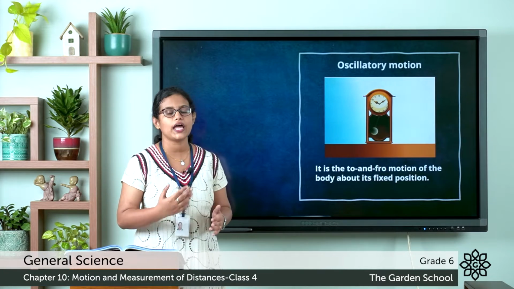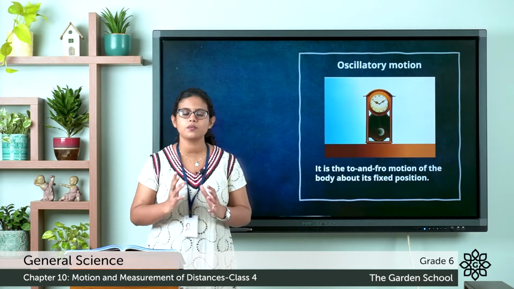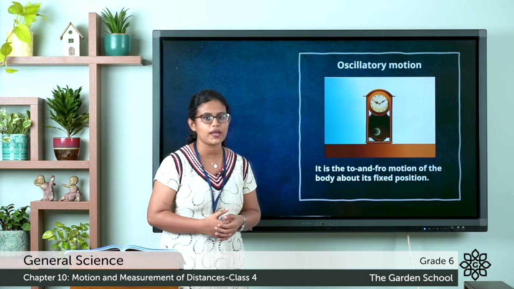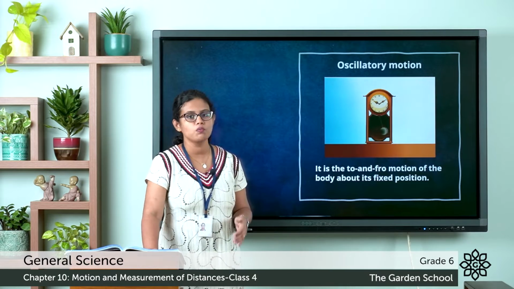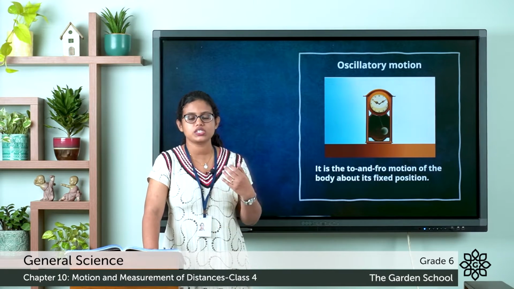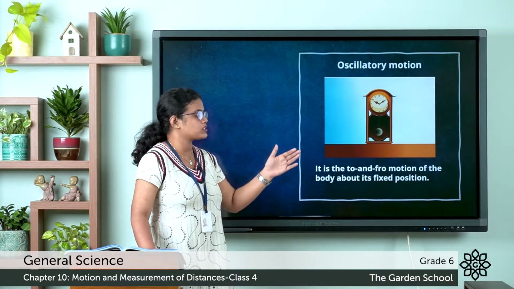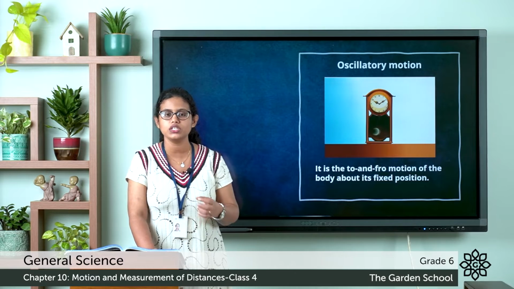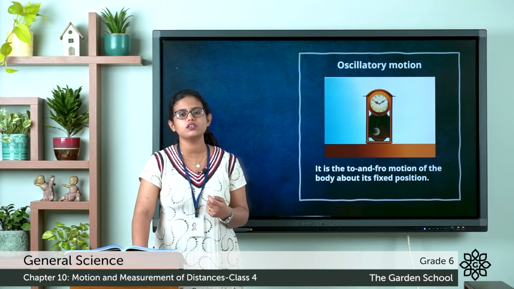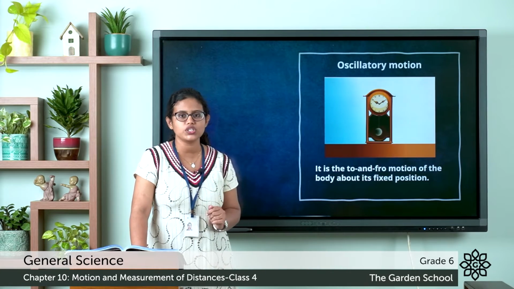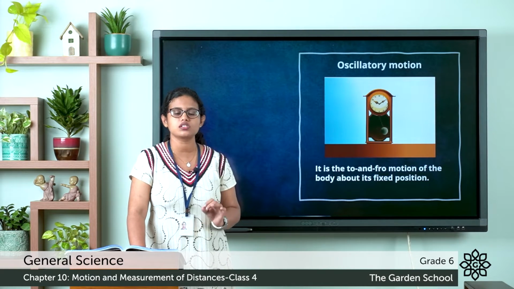The next type of motion is the oscillatory motion. It is a to and fro motion of the body about its fixed position. Let's take the example of the movement of a pendulum, which undergoes oscillatory motion. The movement of a pendulum is a to and fro motion between any 2 points, which is said to be oscillating. Such type of motion, we call oscillatory motion. So the movement of the pendulum of a clock is an example of oscillatory motion. The motion of the pendulum is also periodic, which means it repeats after regular intervals of time. So that is about oscillatory motion. It is the to and fro motion of a body about its fixed position.